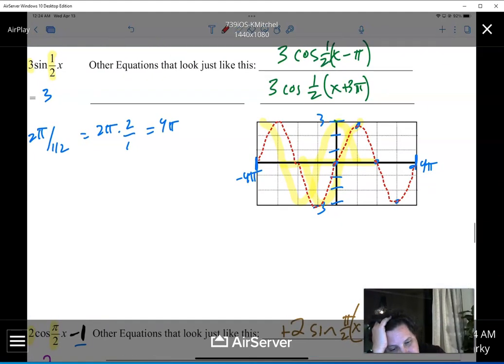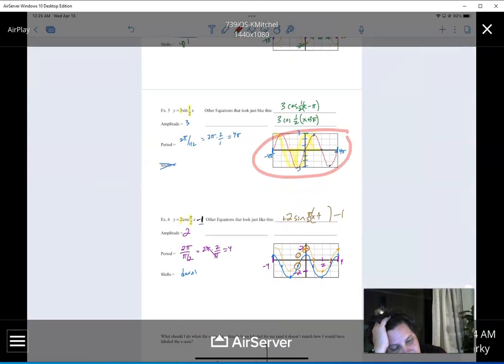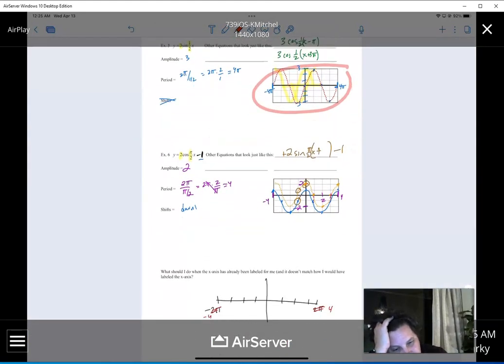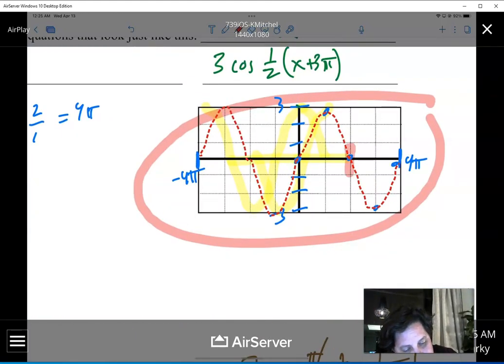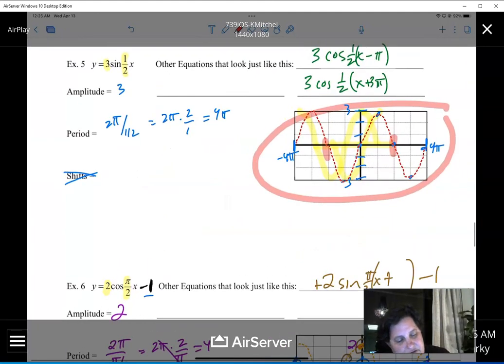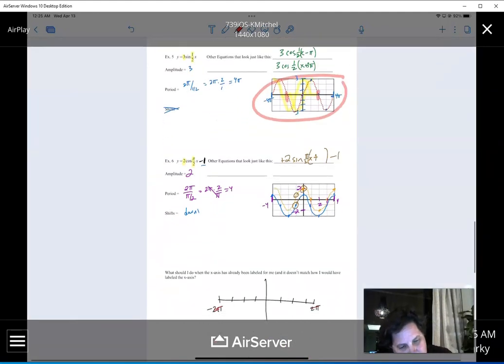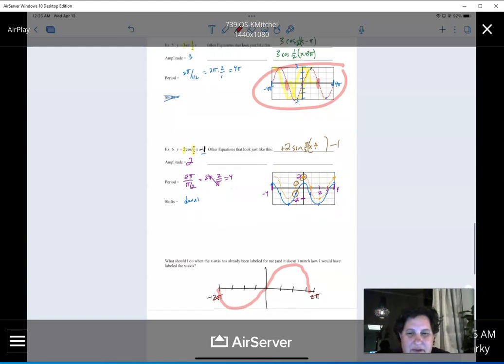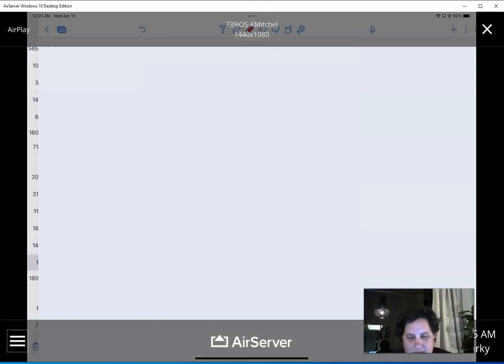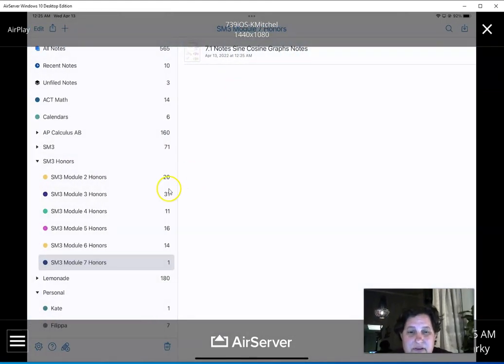Okay, so look at this question right here, where it was 4 pi and negative 4 pi. Well, if I had to put this as a 2 pi, and I couldn't change the labeling, I would just look at this and say, okay, 2 pi is here. So I would just draw 1 big part there, 1 big part there. So you just kind of have to change the scaling basically.